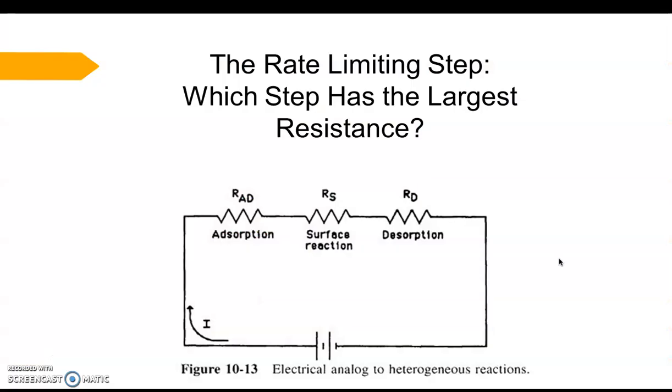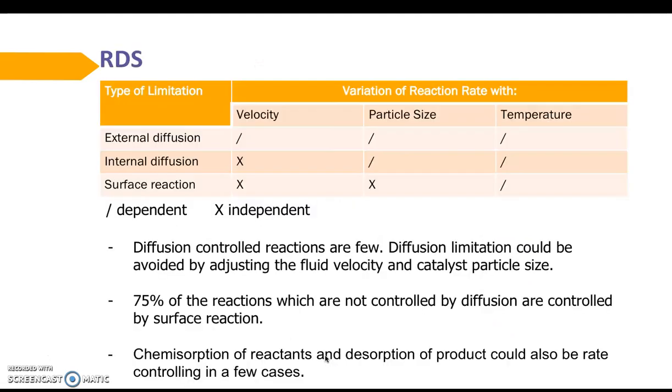In this case, for the rate limiting step, which step has the largest resistance? Just now I said 3, 4, 5. Step 3 is adsorption, step 4 is surface reaction, and step 5 is desorption. Actually, for the electric current to complete the circuit, it needs to go through those resistances. So which one has the highest resistance? You need to solve that part first, then only the electric circuit will complete, right?